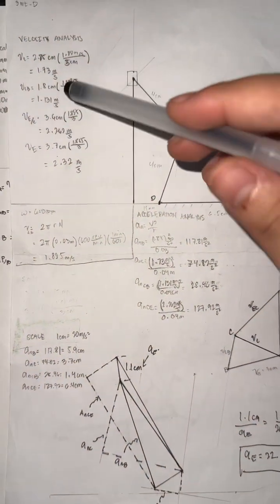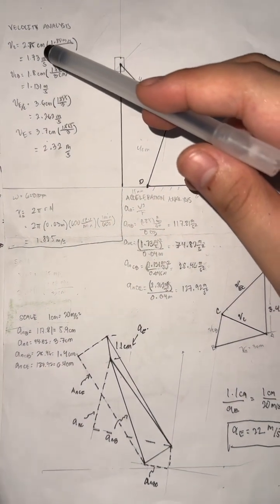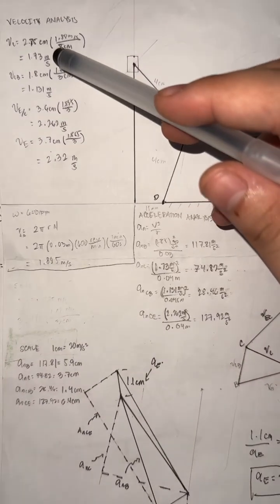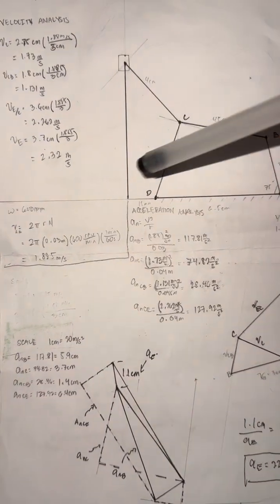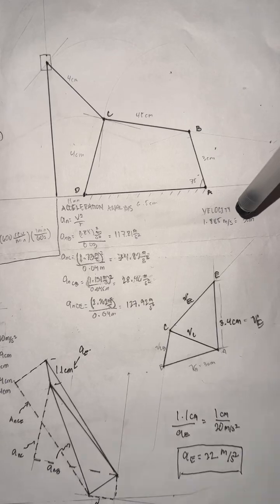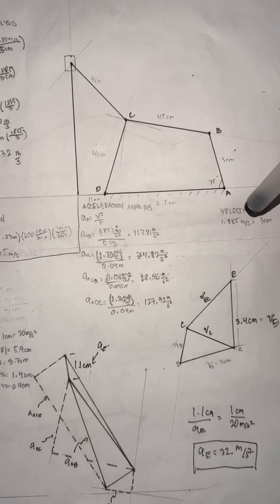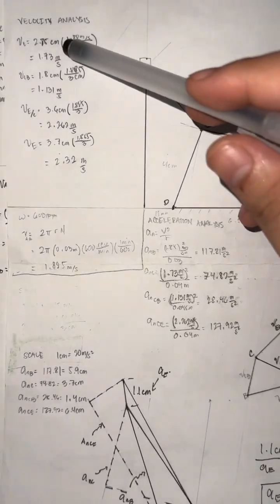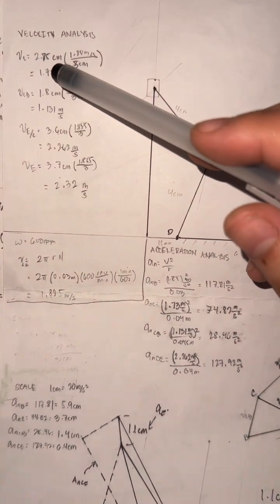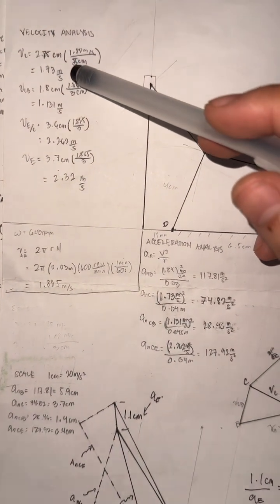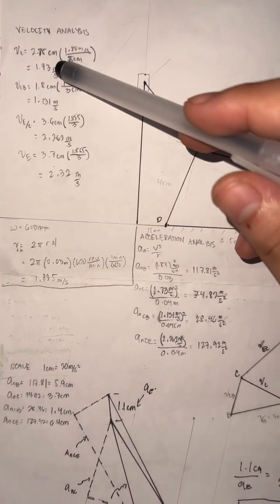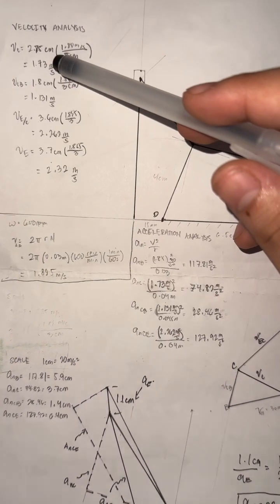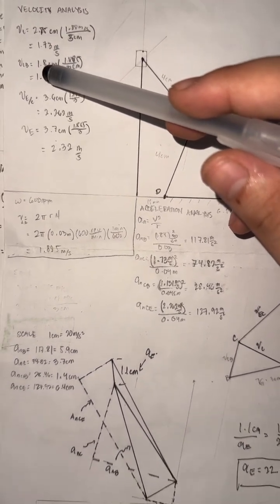And so in computing for the velocity analysis, you'll just use the scaling or the ratio, which is 1.885 meters per second to 3 centimeters, and then we will convert it to get the velocity of each of the links as it moves.